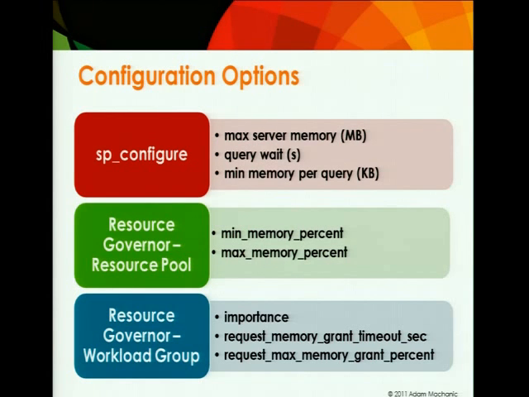Same thing, different levels of granularity. Min memory per query. The default here: any query that gets a grant is going to have some minimum grant and then more memory on top of that. By default, every query that gets a grant will have a minimum of 1 meg. If you want to bump that up, I don't actually know why you'd want to, but if you have a use case, you can tweak the min memory per query in KB option at the server level.